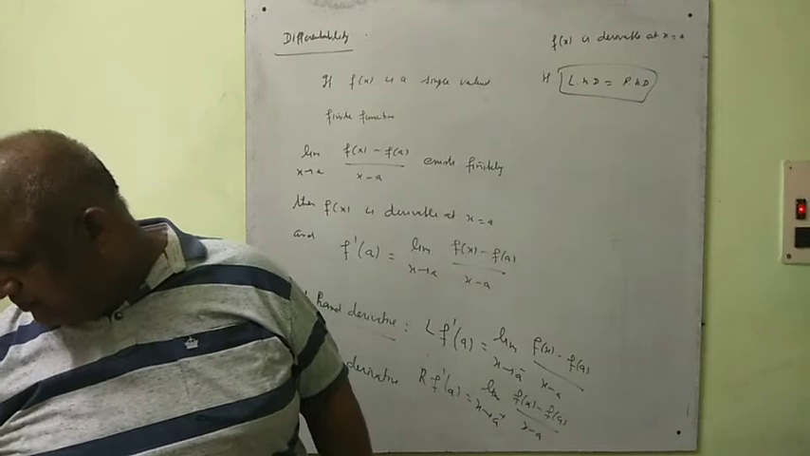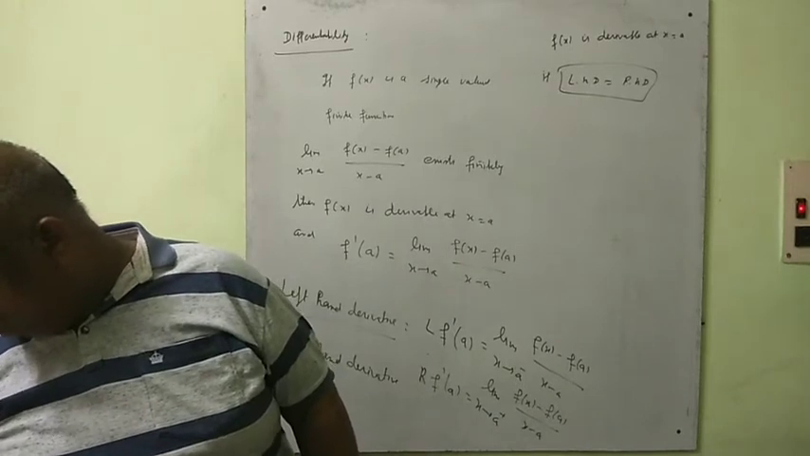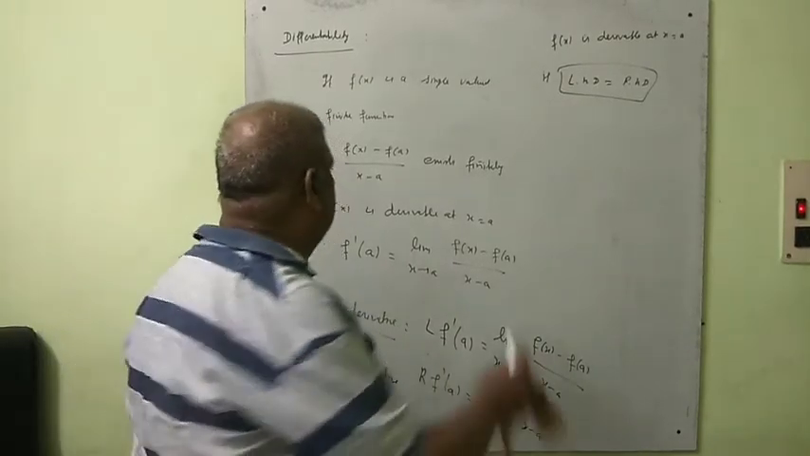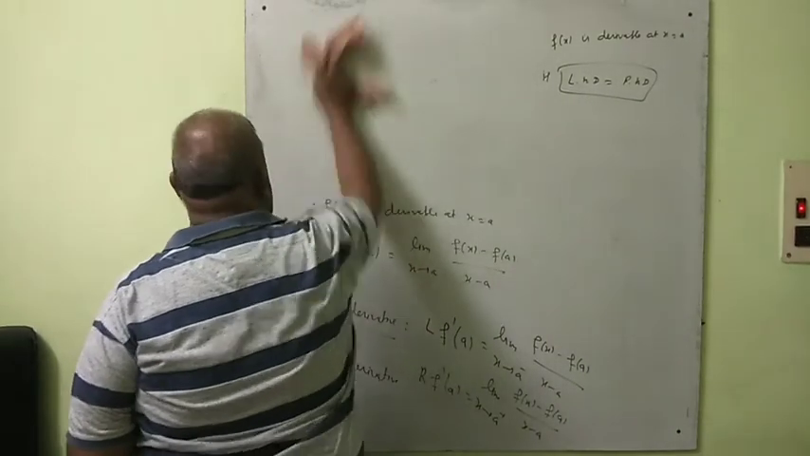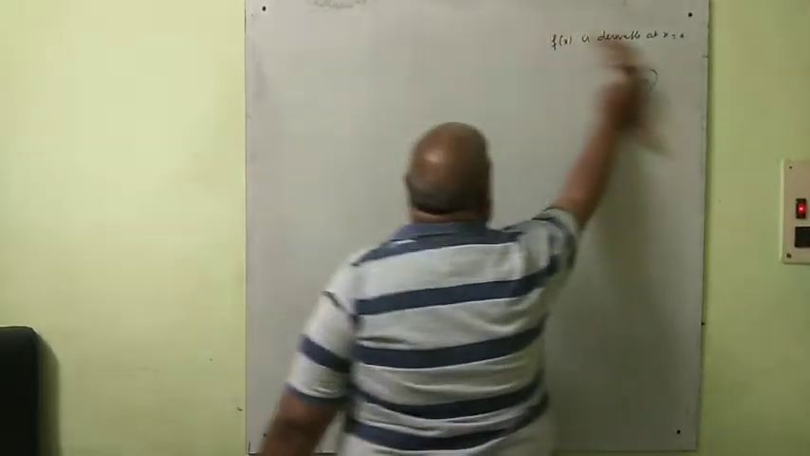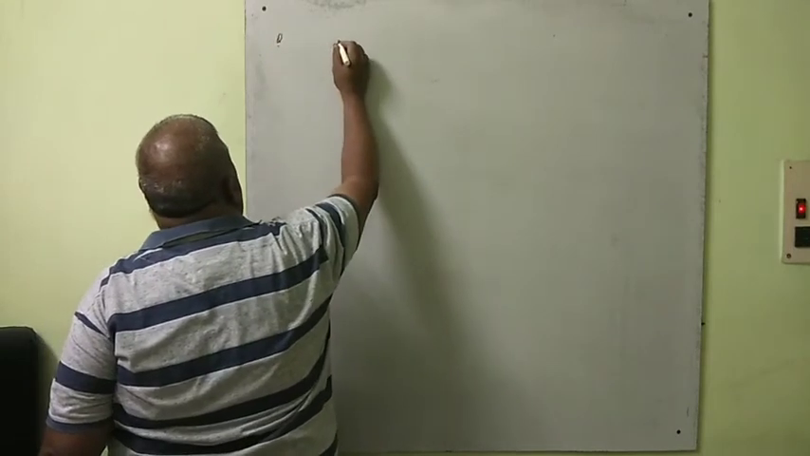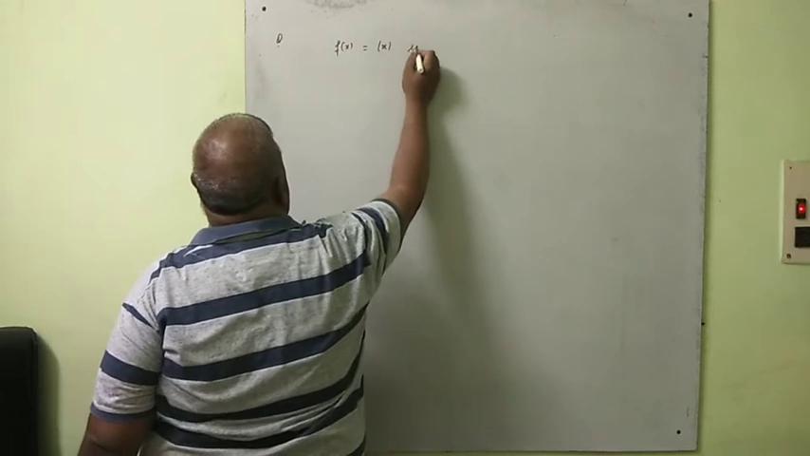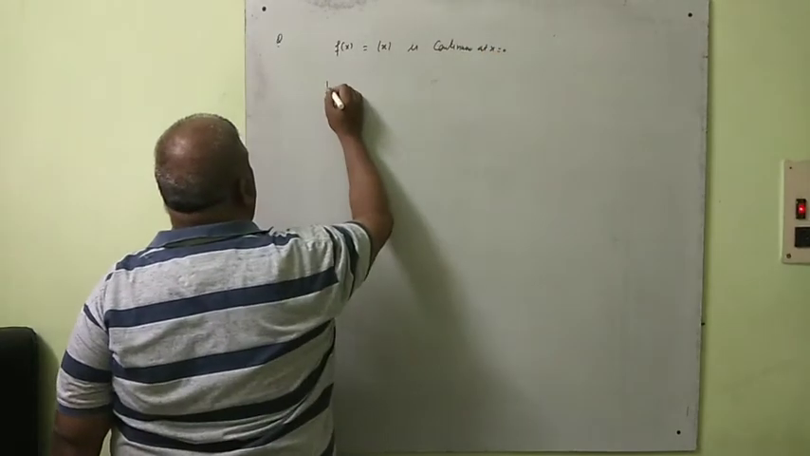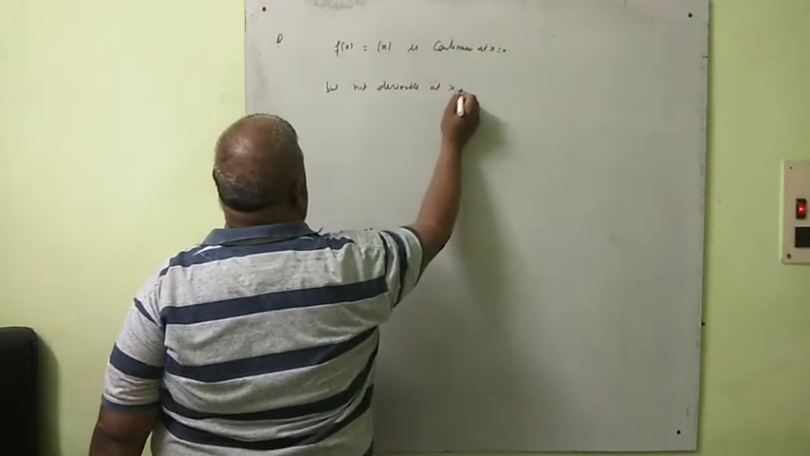I am taking a question. What is the question? f(x) equal to modulus of x is continuous at x equal to 0 but not derivable at x equal to 0.